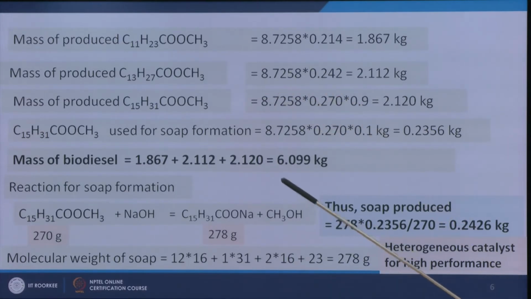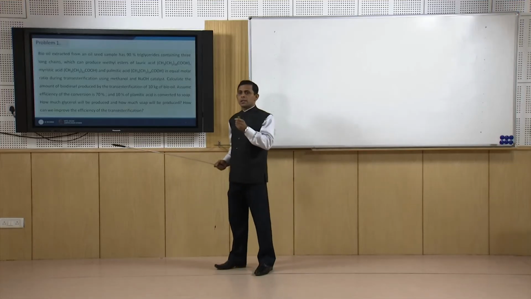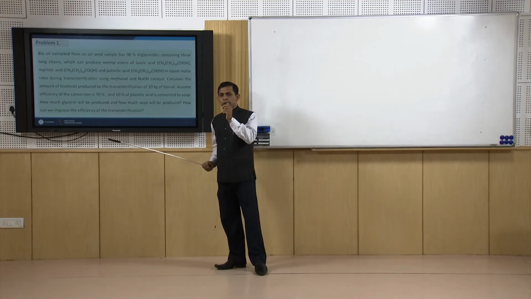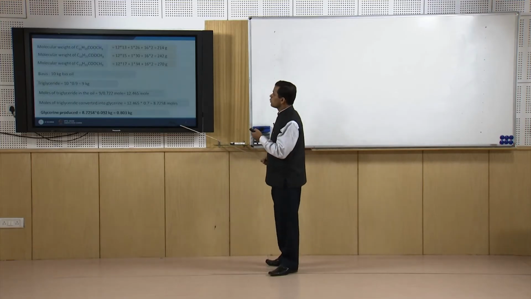Now here one important thing: we have put another 0.9, 8.7258 into 0.270 into 0.9. Why so? Because it is given in the statement that 10% of palmitic acid is converted to soap. So, palmitic acid converted to soap means the methyl esters of palmitic acid are not 100% present, 10% is converted to soap. So, that is why 0.9 was used in this case.